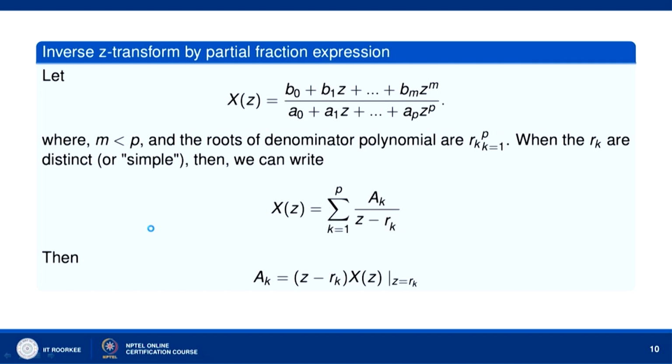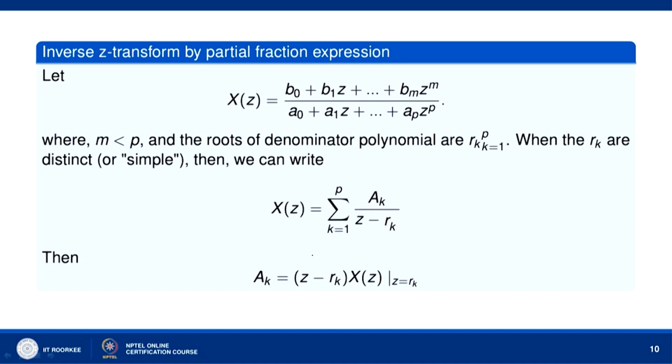Now, inverse z transform by partial fraction. So, X(z) is b naught plus b 1 z and so on up to b m z to the power m over a naught plus a 1 z and so on up to a p z to the power p, where m is less than p, and the roots of the denominator polynomial are r k, k equal to 1 to p. When the r k's are distinct and simple, then we can write X(z) as sigma k equal to 1 to p a k over z minus r k.